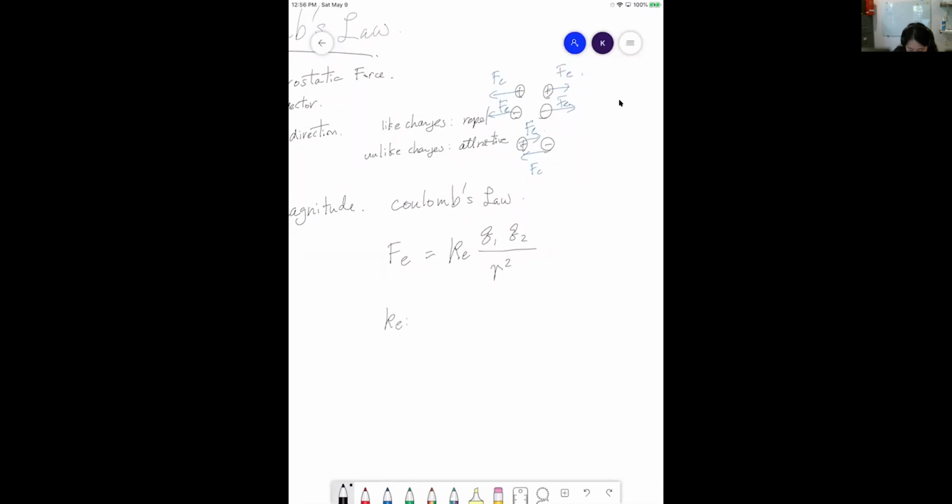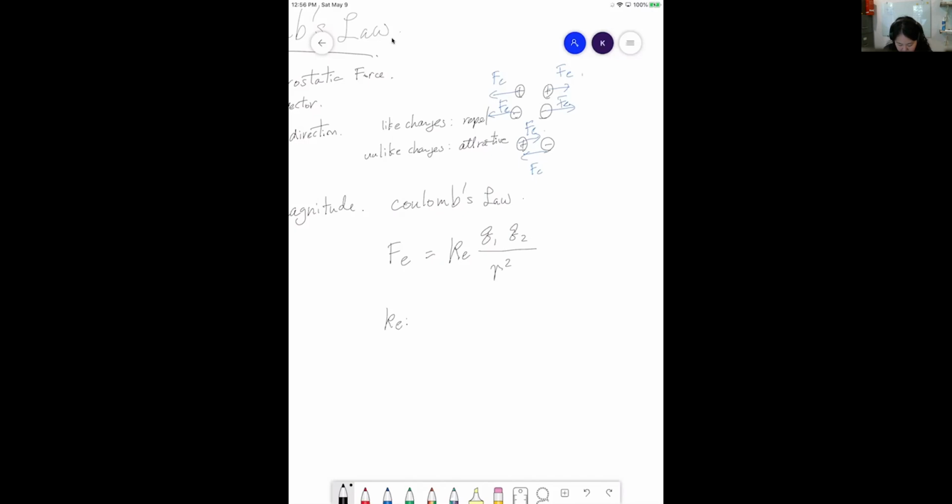So this Ke is called Coulomb's constant or electrostatic constant. Which is better, Coulomb's constant or electrostatic? So this is a constant value. And how much is it? It equals 9.0 times 10 to the 9.